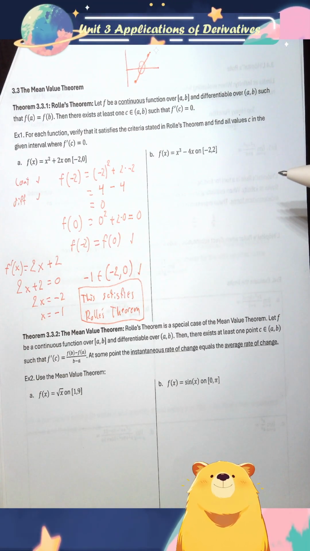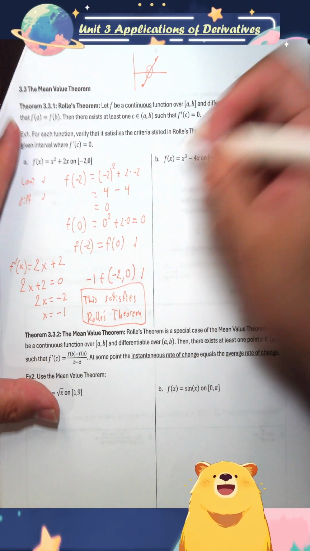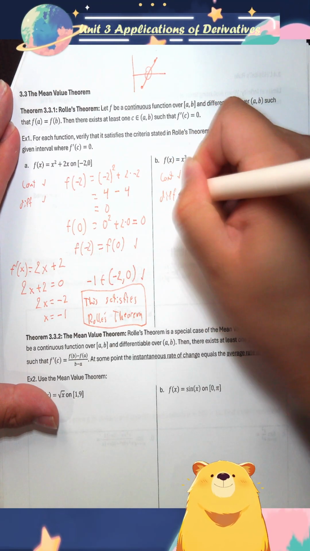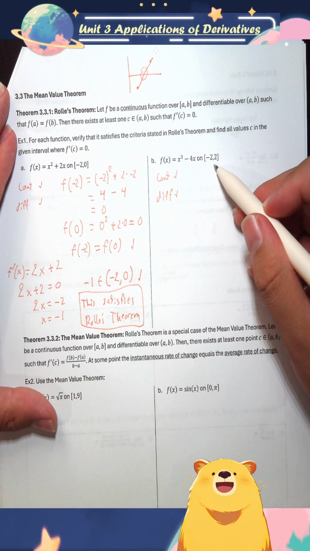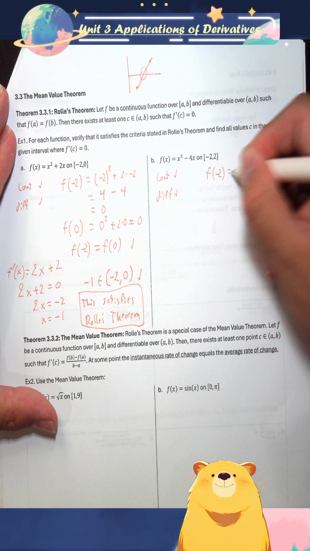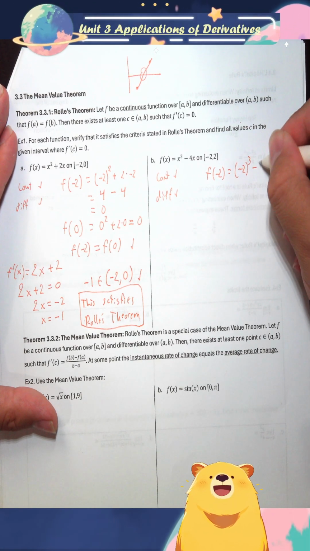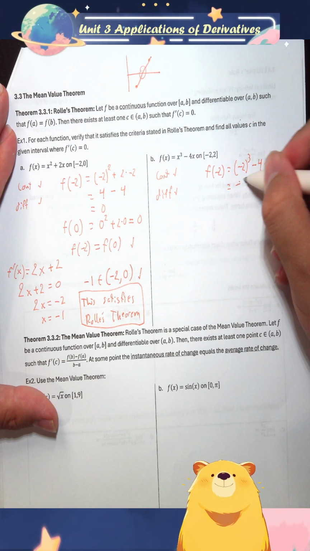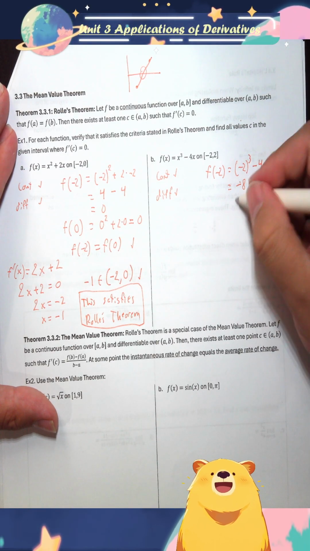Next is B. So we need to do the same thing. It's the same prompt. Continuous. Yep, definitely continuous. Definitely differentiable. And then we just need to check the bounds, given that f of negative 2 and f of 2 are equal. So let's do f of negative 2. Negative 2 to the power of 3 minus 4 times negative 2. That's going to be negative 8, and this is actually going to be plus 8. Okay, so we have another case where this equals 0.